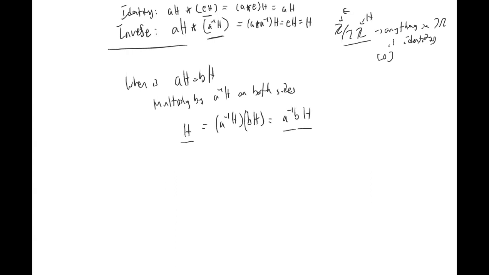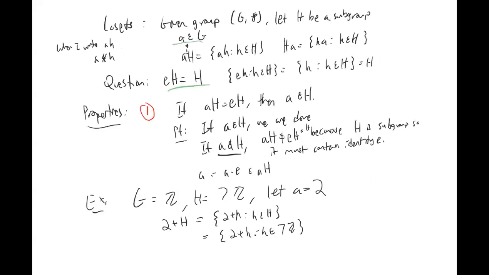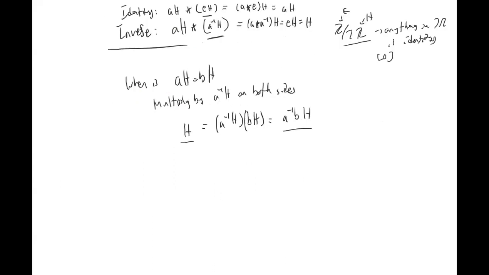So if we go back to proposition 1, if I have AH is equal to EH, this is if and only if, but I only proved one way, but this is if and only if A is in H, right? So same thing here. A inverse BH is equal to EH, or H. That's if and only if A inverse B is in H.